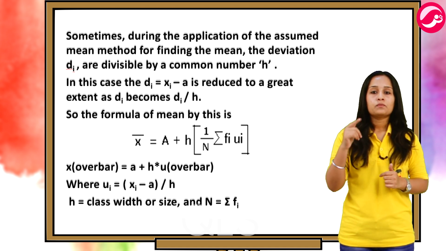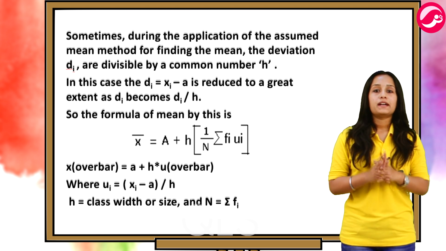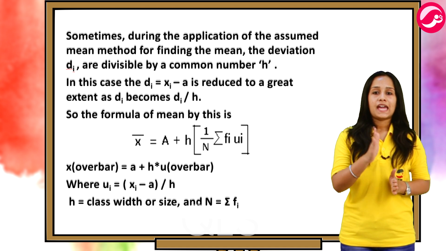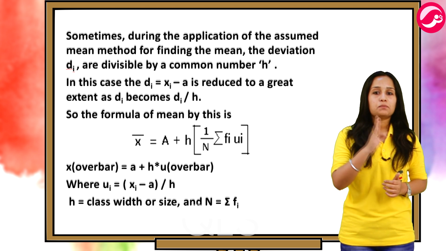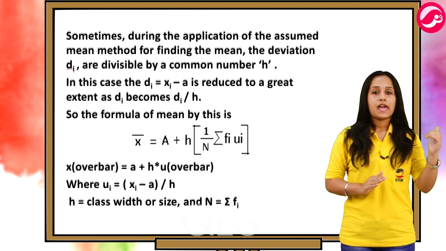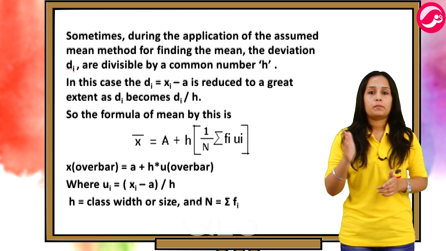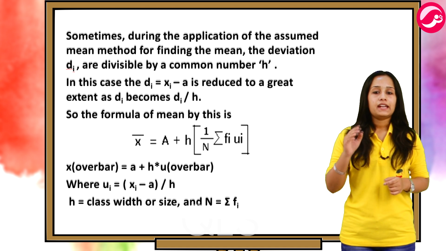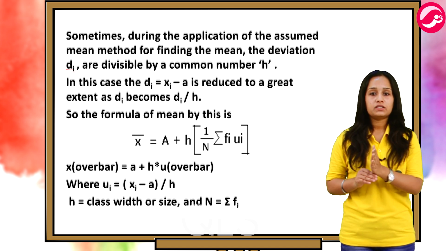So the formula of mean by this method is x bar is equal to a plus h into 1 by n into sigma of fi ui. So the formula of mean by this method is x bar is equal to a plus h into sigma of fi ui divided by sigma of fi. That is, x bar is equal to a plus h into u bar, where ui is equal to xi minus a divided by h, where h is equal to the class width or size.